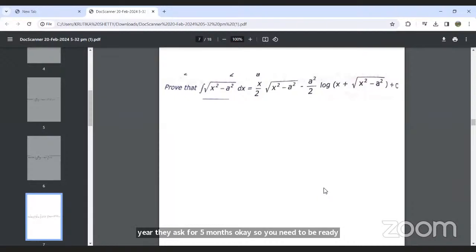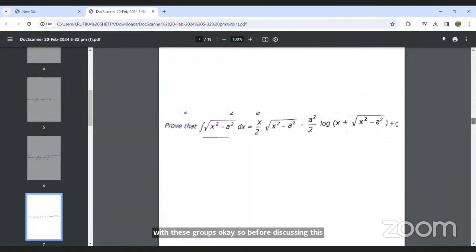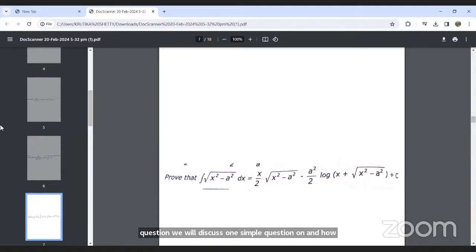Okay. So before discussing this question, we will discuss one simple question on by parts and how to make use of by parts. If you know the usage of by parts, the principle of by parts, then you can easily solve this example. Pay attention here. For using by parts, here it is the product of two functions. We take the integration of the product of two functions. The first function is u, and then v. When two functions are involved, we make use of by parts.